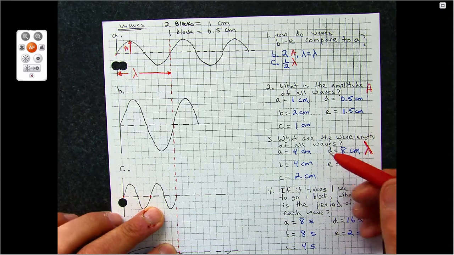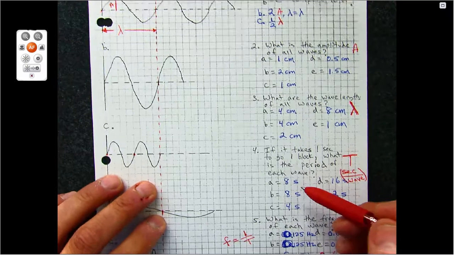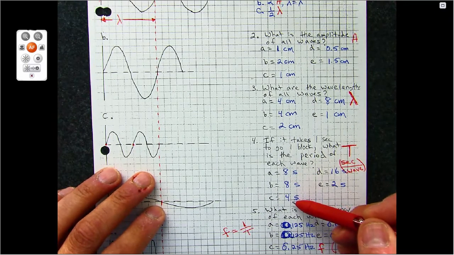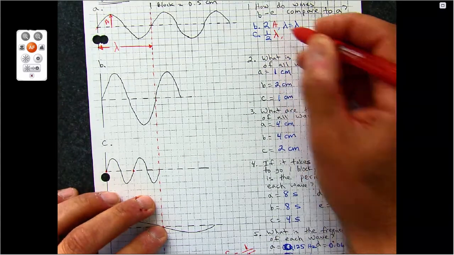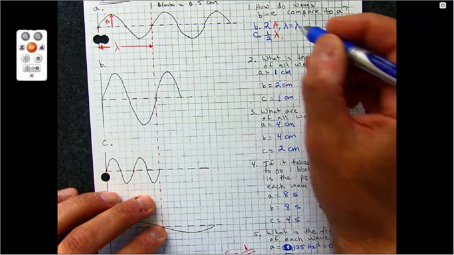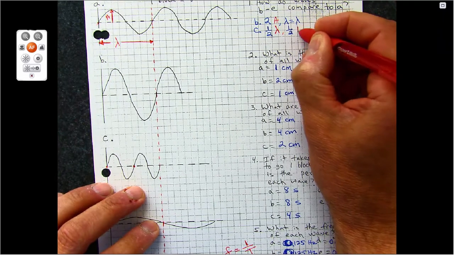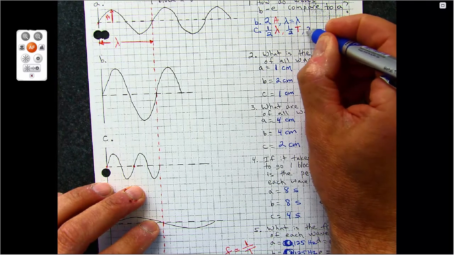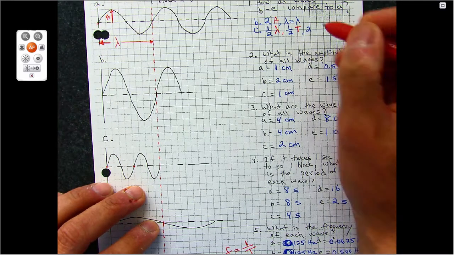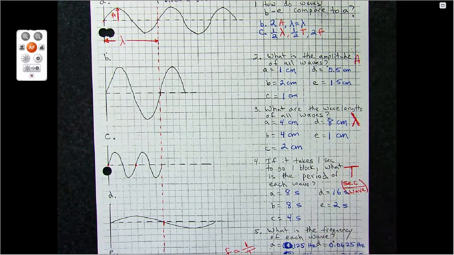And then we're looking at A and C. C is half the period, right? And it is then double the frequency. Now let's just look at that.